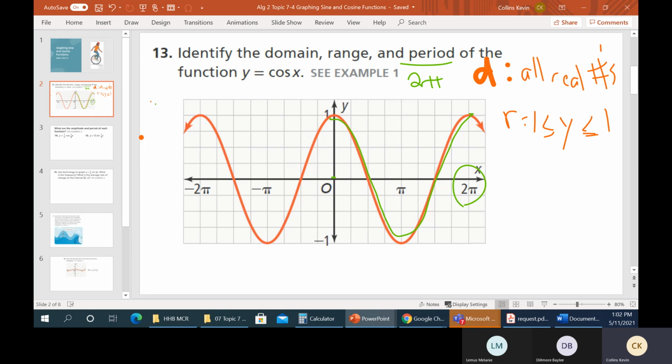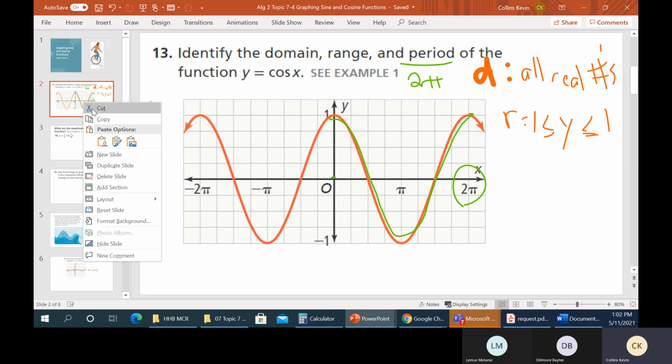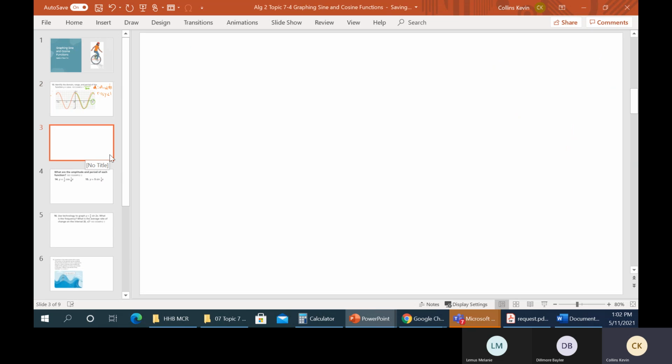All right, so there are some different things that we can change on these. I'm just going to bring another slide in here. So we start off with the basic thing, cosine of x. Here's how we do this. If we put a number out front, say 2, then we multiply everything on the function by 2.